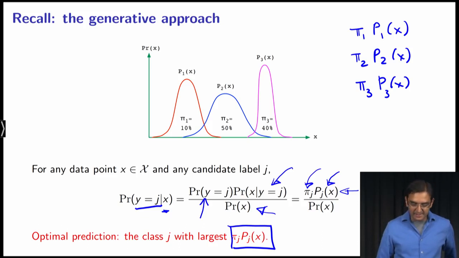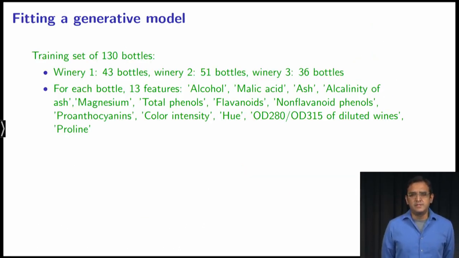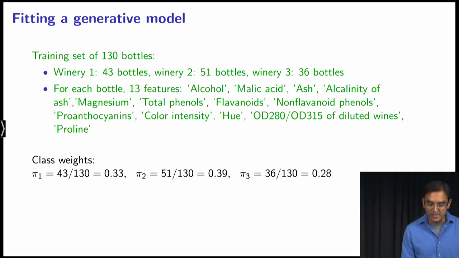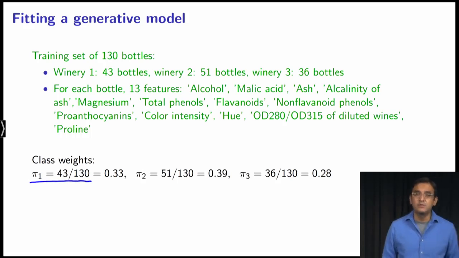Okay, so let's go back to the data now. This is a summary of our data set. The first thing we need to do is to figure out the probabilities of each of the individual classes. Out of the 130 bottles, 43 of them are from winery 1. That means the weight of winery 1, pi sub 1, is 43 over 130, which is about 0.33. Out of the 130 training bottles, 51 are from winery 2. So the probability of winery 2 is 51 over 130, which is 0.39. And likewise, the probability of winery 3 is 36 over 130, which is 0.28. As you can see, these three numbers add up to 1. So that part's easy.